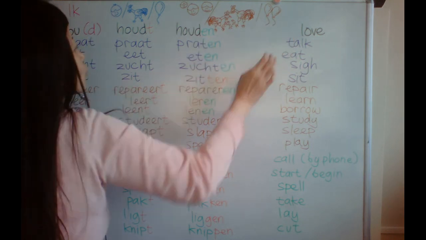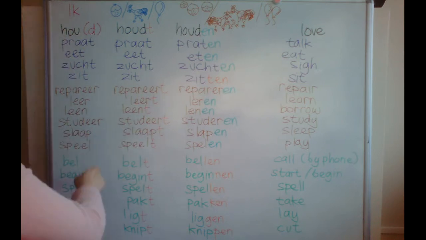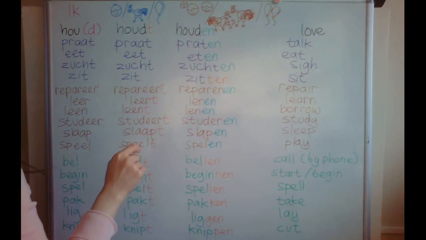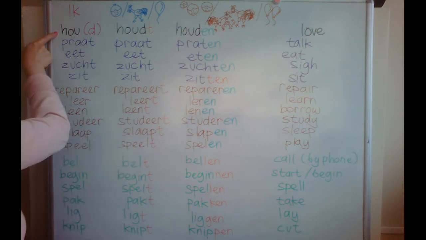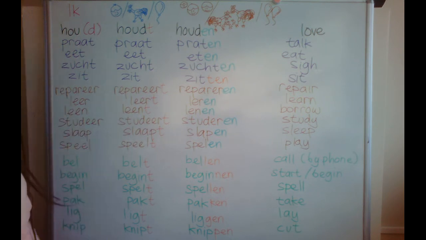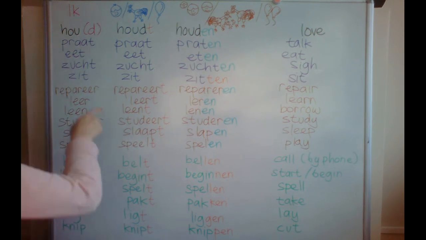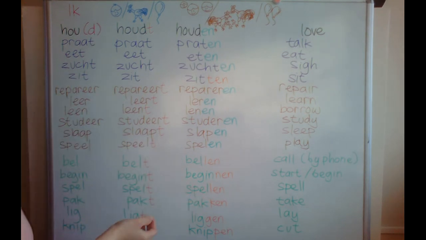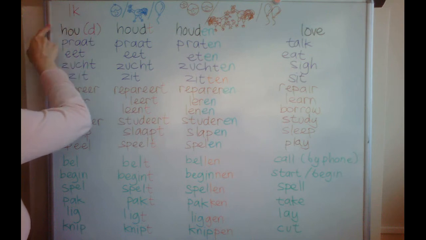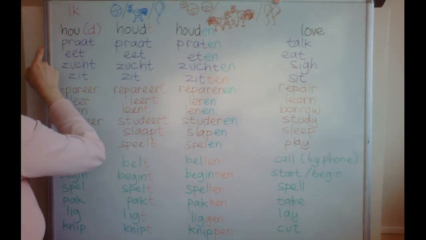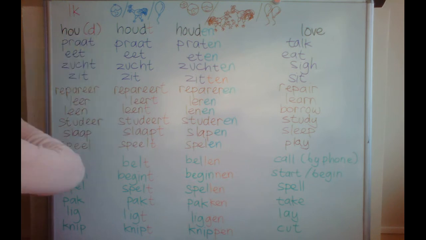Love. For ik, there are two versions. You can say hou or hout. Me, personally, I use hou. Ik hou van jou. I love you. Ik hou. But if you say hout, it's okay too.